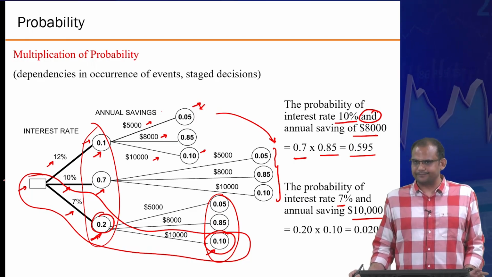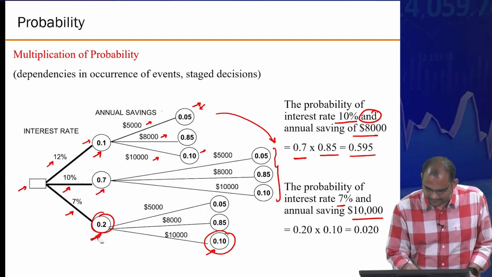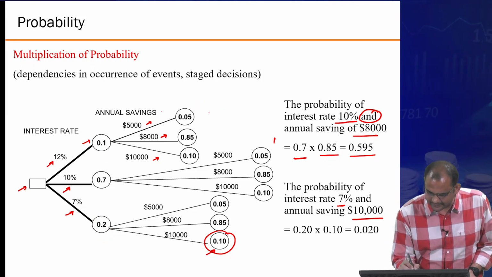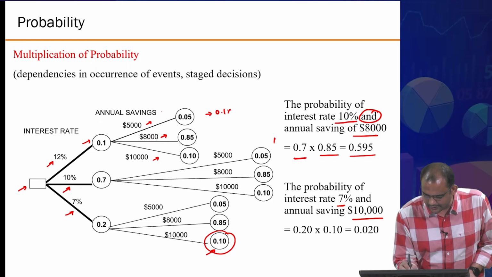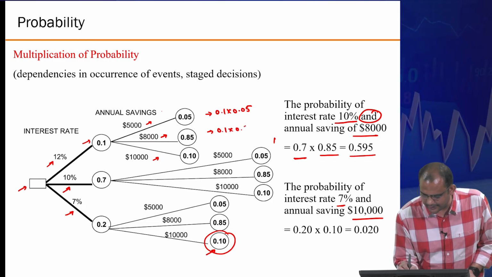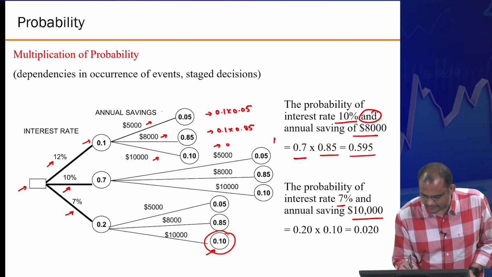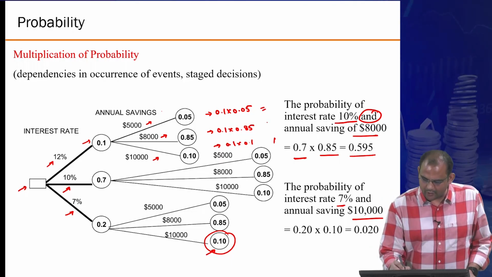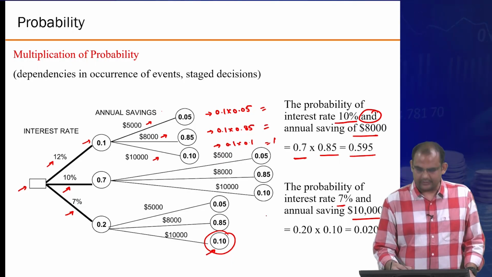Making sense? Right? So you can actually estimate the joint probability of each of these branches also. For example, this will be what? 0.1 into 0.05. This will be 0.1 into 0.85. This will be 0.1 into 0.1 and so on and so forth. The total of all these values will come out to be 1.